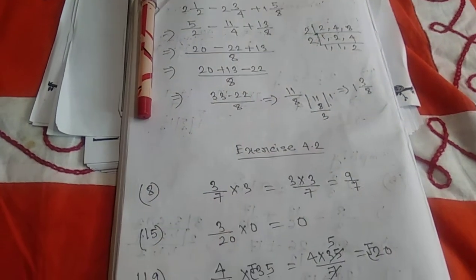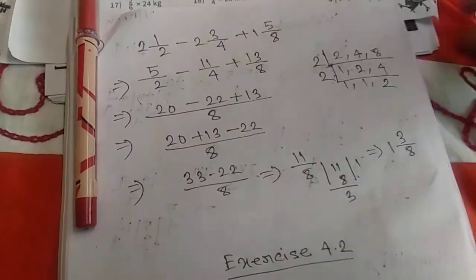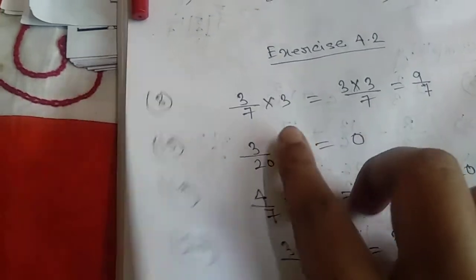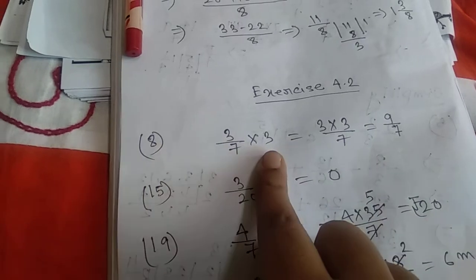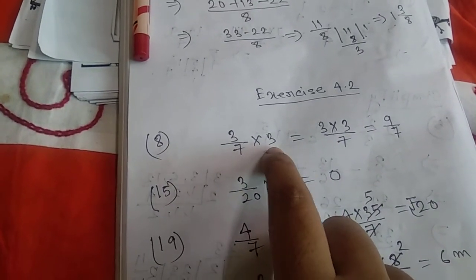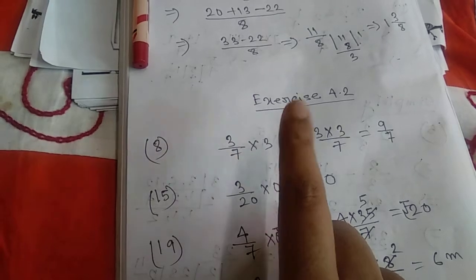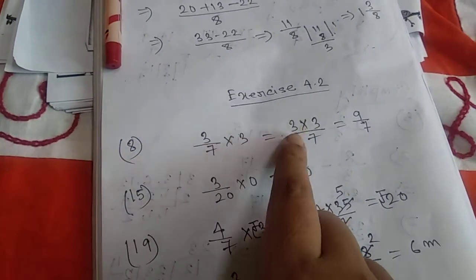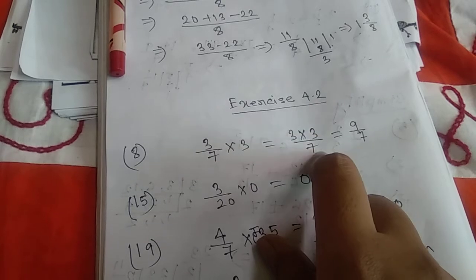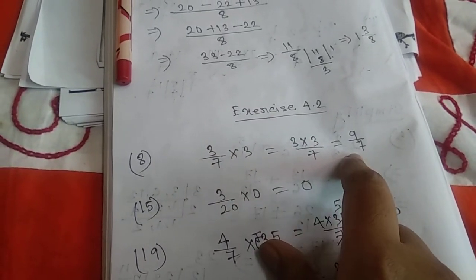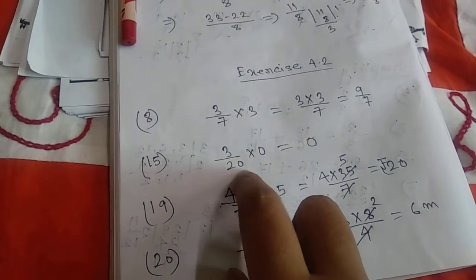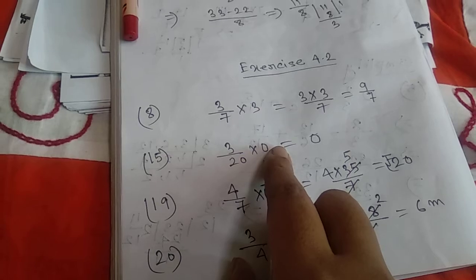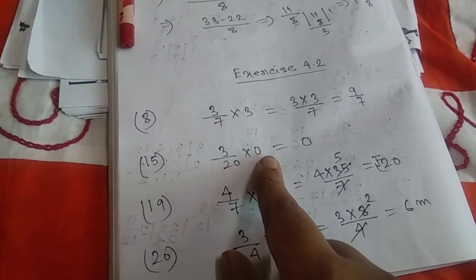Here you have to do some multiplications. So let's do sum number 8. 3 by 7 into 3. Here you can see that the 3 is in the numerator, so in the denominator of 3 there will be a 1. So 3 into 3 it will be 9 and 7 as it is. So the answer is 9 by 7. Now sum number 15. 3 by 20 into 0. As you know, when we multiply 0 with any other number, the answer will be 0.